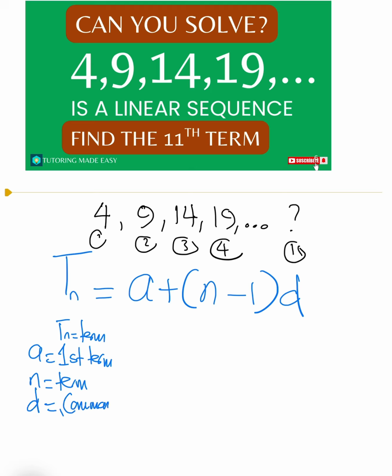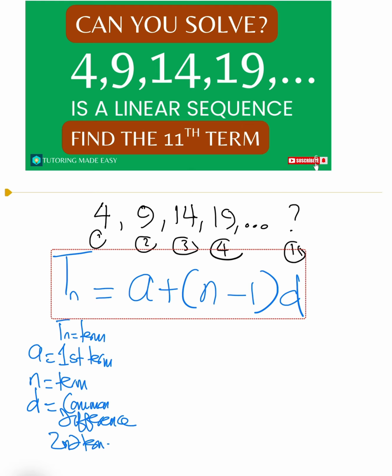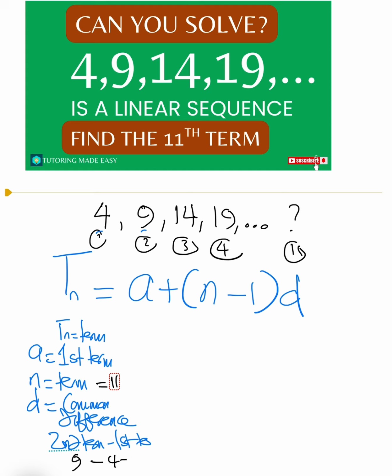What's the common difference? The common difference is pretty much your second term minus your first term, right? So like, let's say 9 minus 4, something like that. So once we're able to identify that, then we're good. So we're looking for the 11th term. The common difference here is going to be what? The common difference is the second term, which is 9, minus the first term, which is 4. So it's going to be 5.